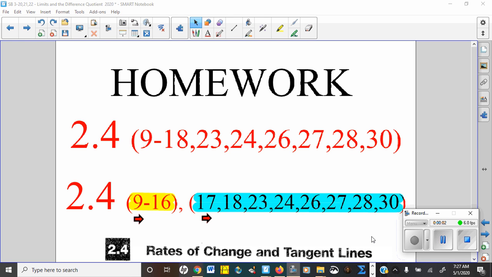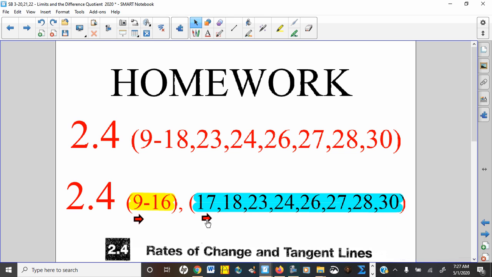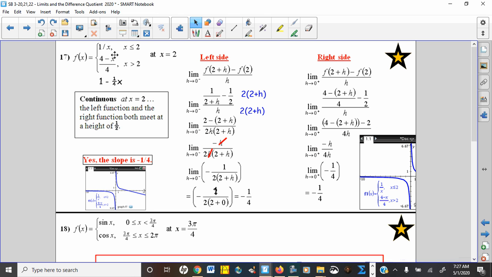All right, so the goal yesterday was to take this ability to find a function's exact rate of change at a point, its instantaneous rate of change, its tangent slope, and see if we could apply it to some applications. That was kind of the idea. The first two, I guess, were a little more conceptual. 17 was asking if this piecewise function was going to have a tangent slope at x equals 2.